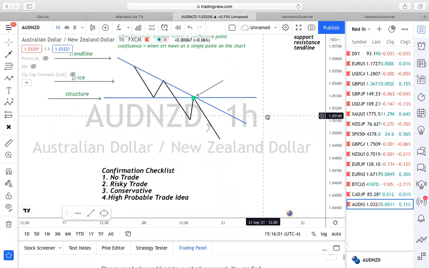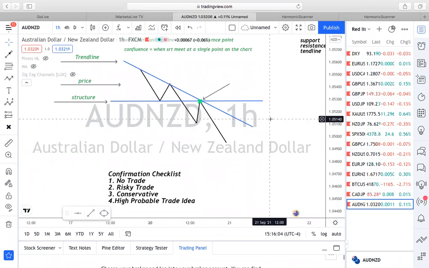So we've got the confirmation checklist. Of course, it comes with confirmations, and what do confirmations do? They increase our probability in the market, at least short term. If we have one confirmation, of course, we don't want to take a trade at all. If we have 2 confirmations, that's a very risky trade, and I don't recommend it. Now, 3 is definitely a conservative trade.